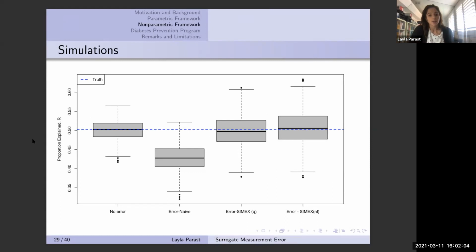So here's what the simulation results look like. The first two you've already seen. We don't have a disattenuated estimator here, but the last two are the SIMEX estimator using quadratic extrapolation, and the SIMEX estimator using nonlinear extrapolation, both of them working pretty well.